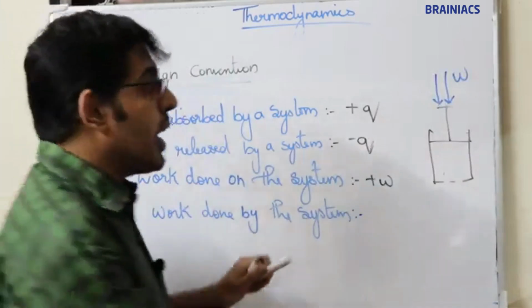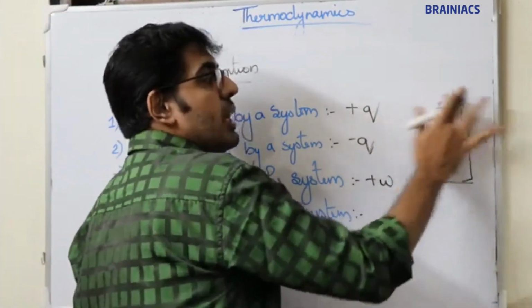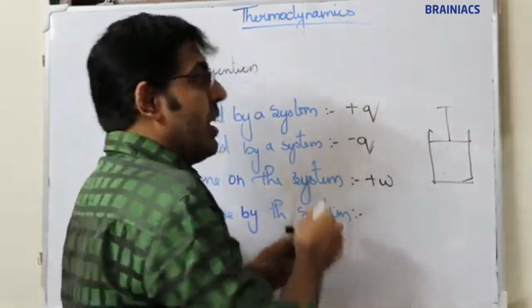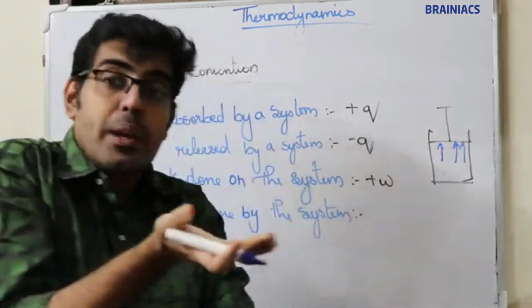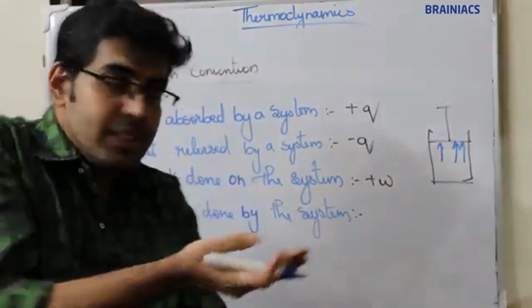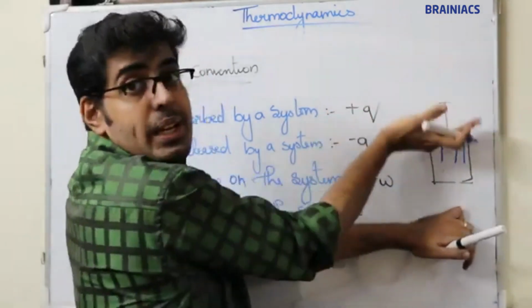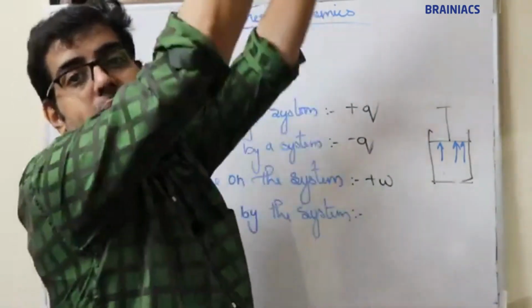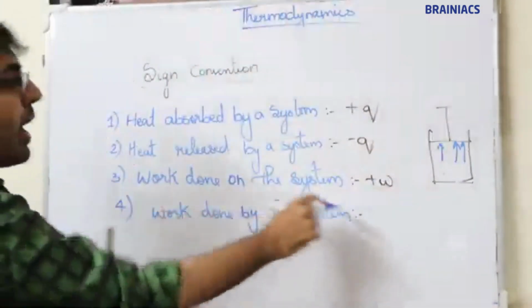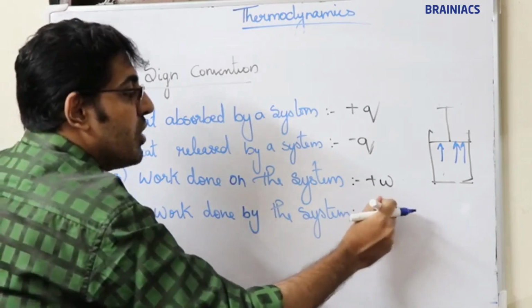At the same time, work done by the system. If the system is pushing this piston upwards, that means the system is doing work to push the piston. Work done by the system is taken as minus W. So these are the sign conventions.